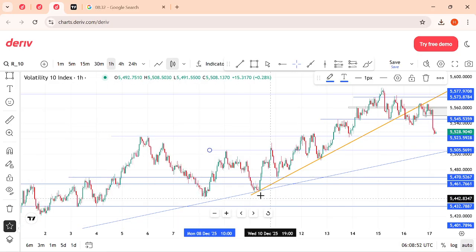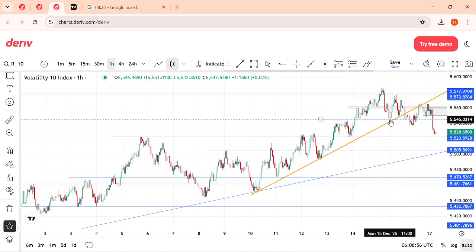So this is what we have for Volatility 10 Index. We've gotten a trend line break, and this is even a trend line break and retest by price. By that, we mean price has reacted to this one. So if price can come back, it will be a good thing. But if not, let's watch how price reacts.